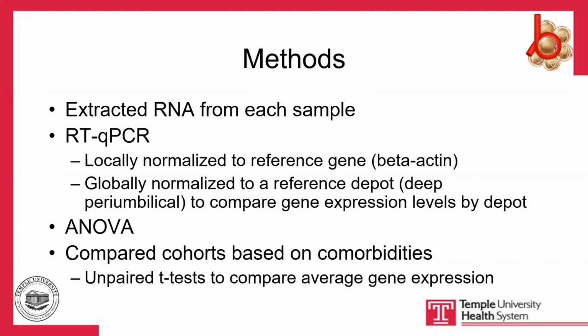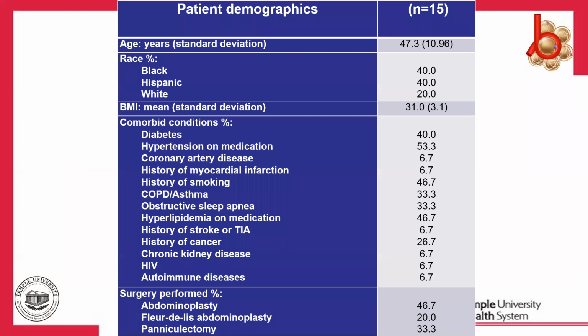Next, we extracted RNA from each sample as per manufacturer's protocol and performed PCR assays for relative gene expressions of collagen 6 alpha 3. These were locally normalized to beta-actin as a reference gene and globally normalized to a reference depot. We performed an ANOVA and compared cohorts based on comorbidities using unpaired t-tests to compare average gene expression. Here, we note baseline patient characteristics including age, race, BMI, and comorbid conditions.